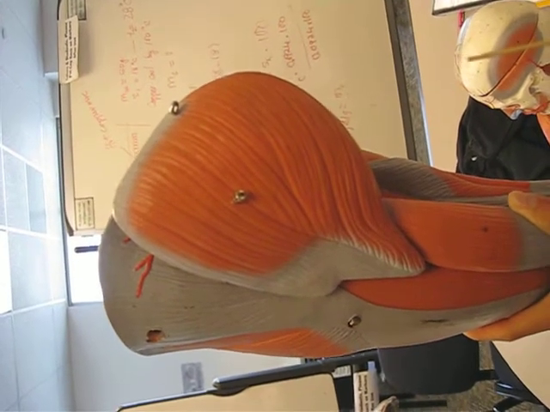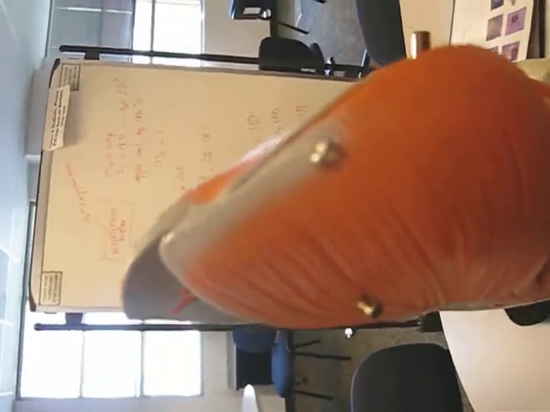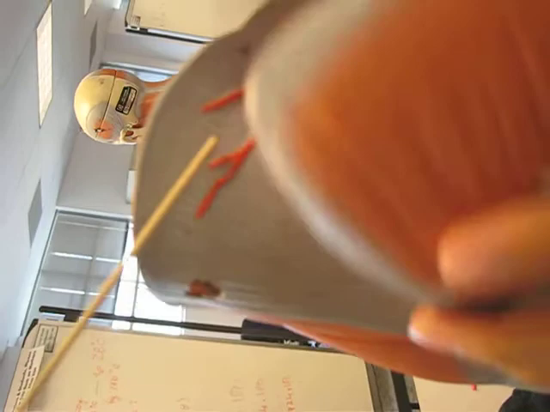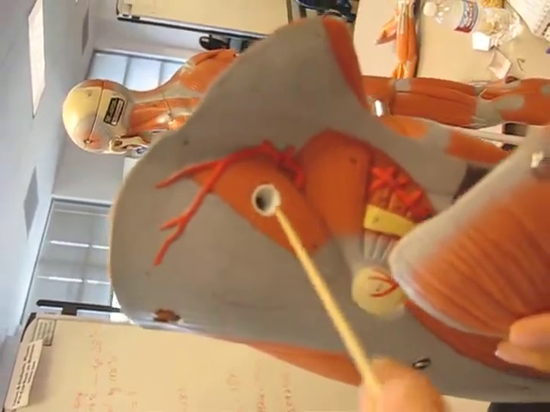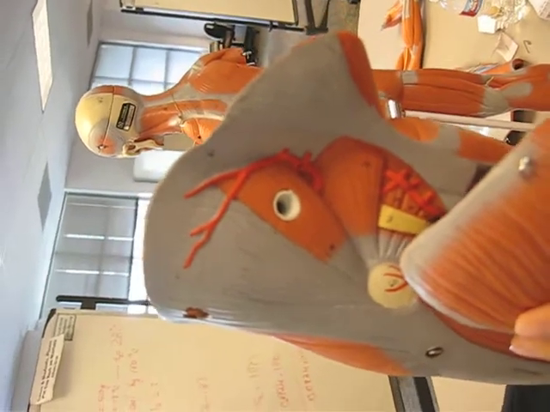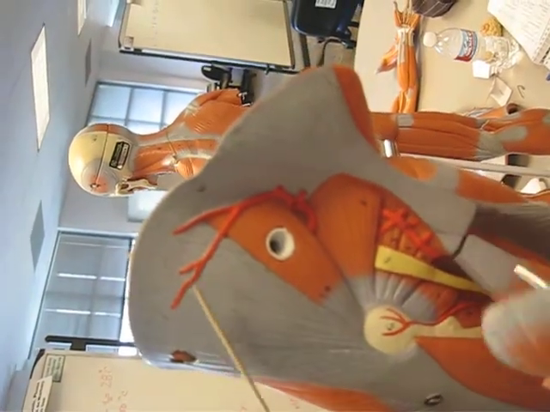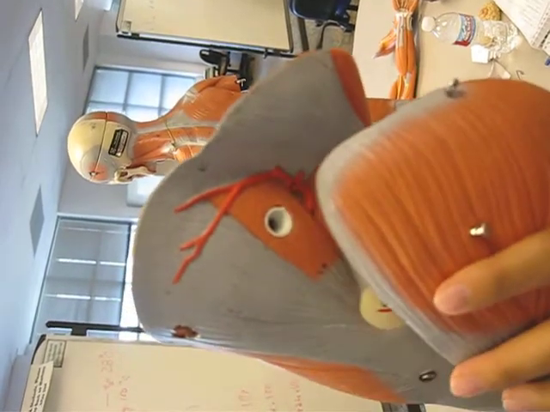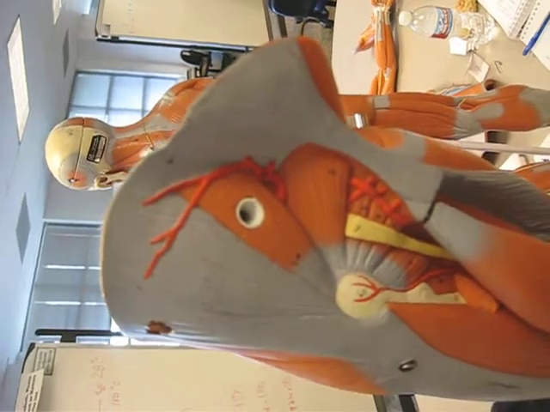Next is the gluteus medius, which is not shown here. It's not visible. It usually just shows a little portion, and here we have a little bit of it. Its origin is on the lateral surface of the ilium. Its insertion is on the greater trochanter of the femur, and its action is to abduct the thigh.